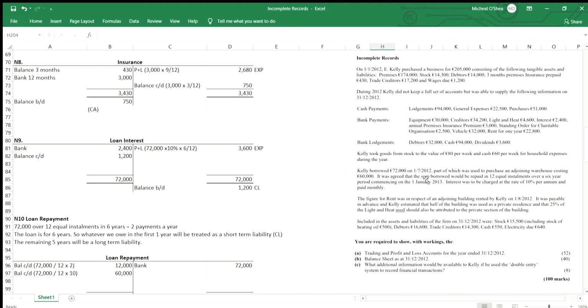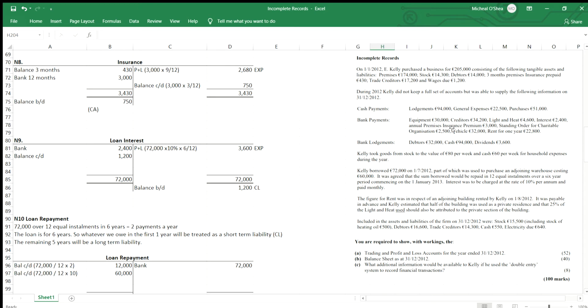What happened with the loan is we took out a €72,000 loan. Interest is at 10%, so obviously 72,000 by 10%, but because we took it out for 6 months this year, and when we're looking at the P&L we only care about the expenses for this year, the 10% is for a full year, it's 10% per annum, but we only have 6 months, so I want to calculate 6 months here. My loan interest expense for the year is 3,600, so I can show that here on the credit side.